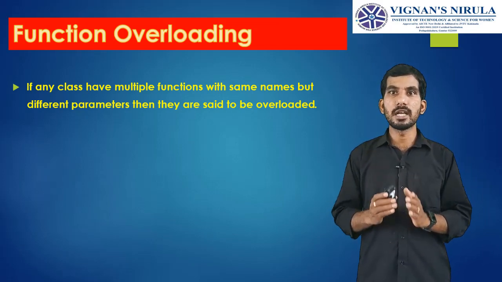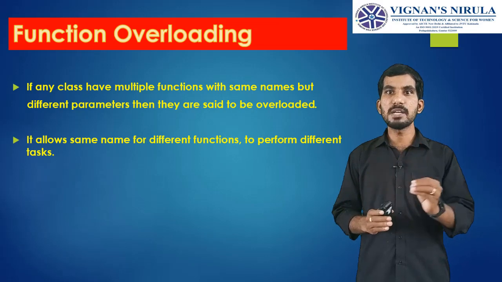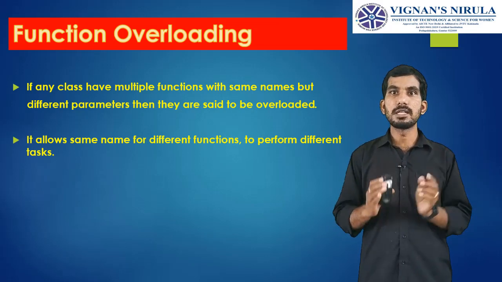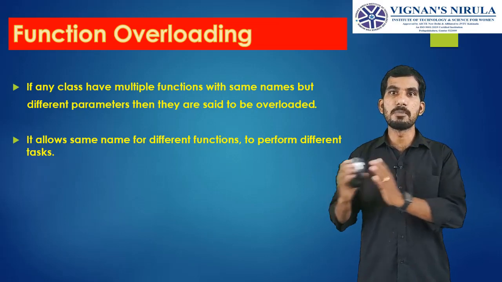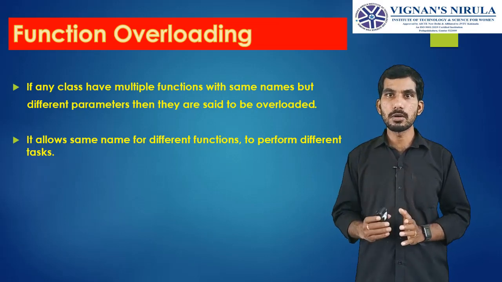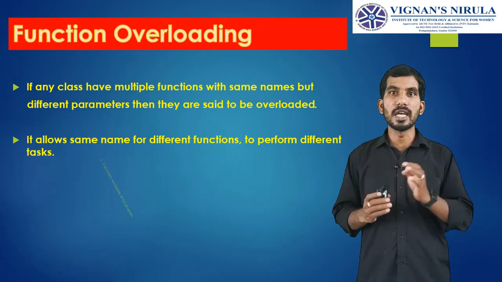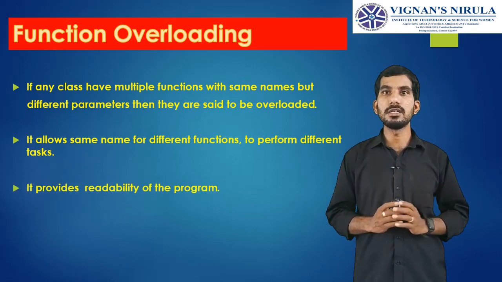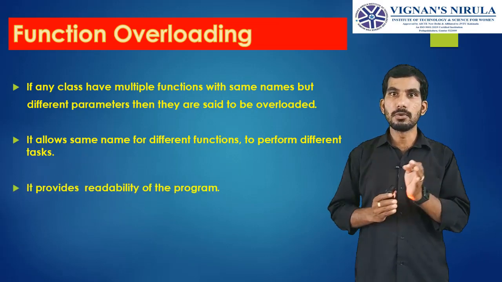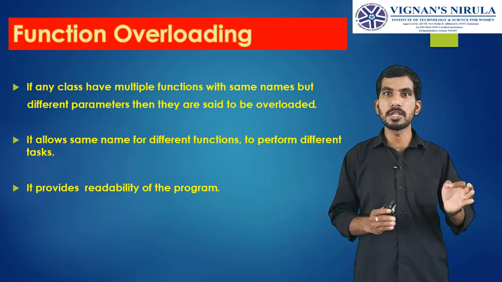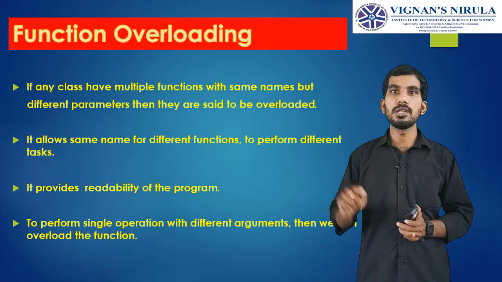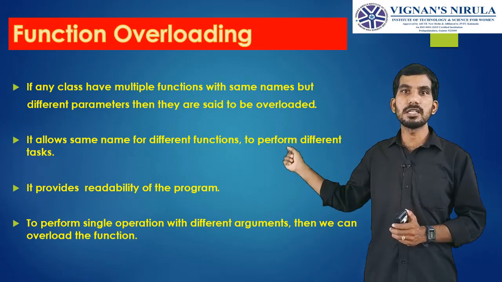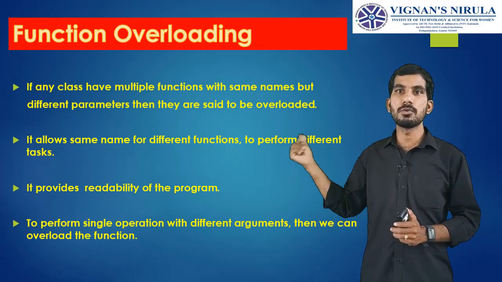Function overloading allows you to create the same type of functions in a single class but with different parameters to perform different operations. Function overloading is usually used to enhance the readability of the program. If you want to perform the same type of operation with different arguments or different parameters, then only we can use the concept of method overloading or function overloading.